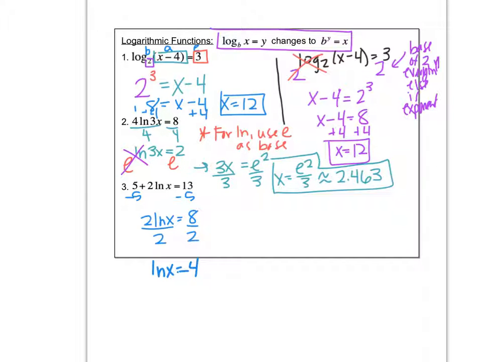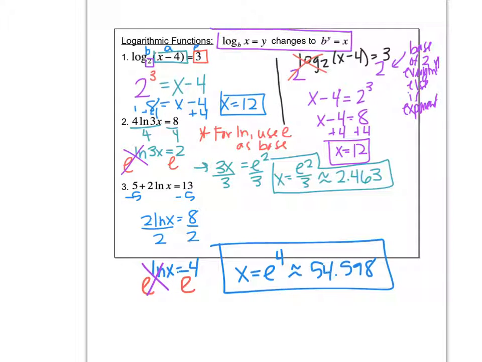And then we have to get rid of the natural log. To get rid of the natural log, we make the base of the problem e. These guys are going to cancel. We get x is equal to e to the 4th power. That's really an exponent. Make sure you remember that's an exponent. And then we type that in, and we get an answer of 54.598.